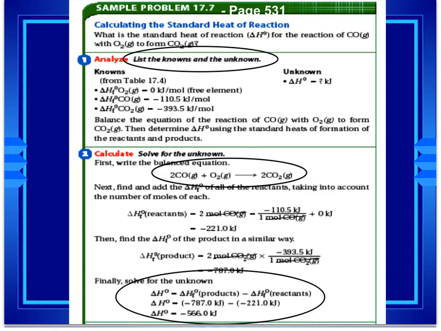Then we need to find it for the products in the same way. So we have 2 moles of carbon dioxide. We take our 2 moles, and here's our negative 393.5 kilojoules. You do the math on that, the moles cancel out, and that gives us a negative 787 kilojoules.